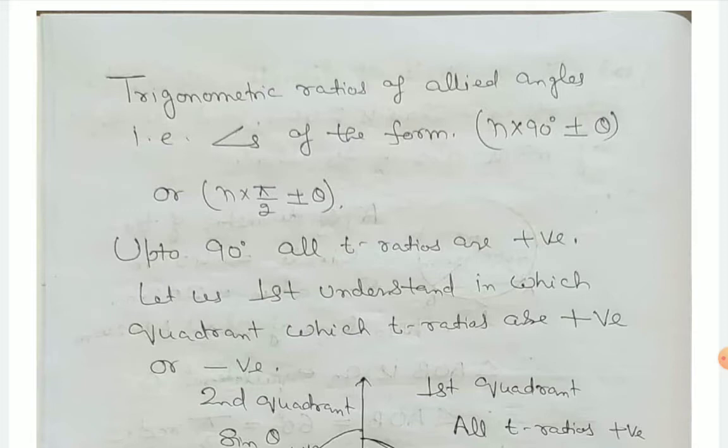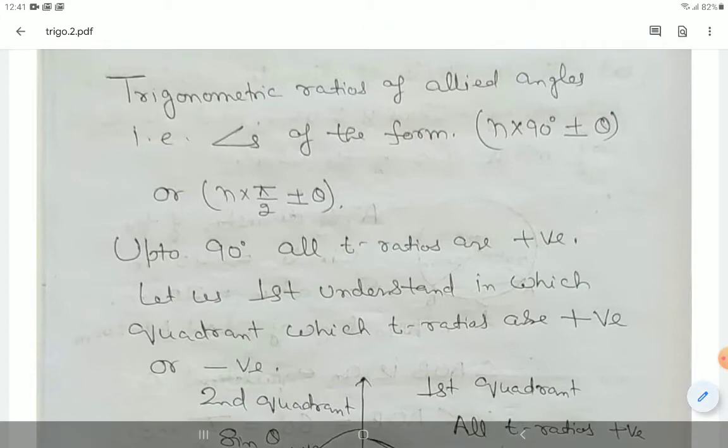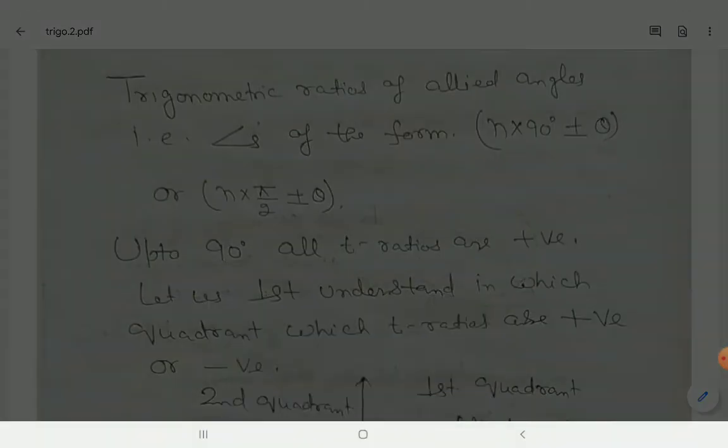Also we studied relation between arc length of a circle, radius of the circle and corresponding central angle in the form theta is equal to L by R. In today's class, we will be discussing T ratios of allied angles, that is angles of the form n times 90 degree plus or minus theta or n times pi by 2 plus minus theta.